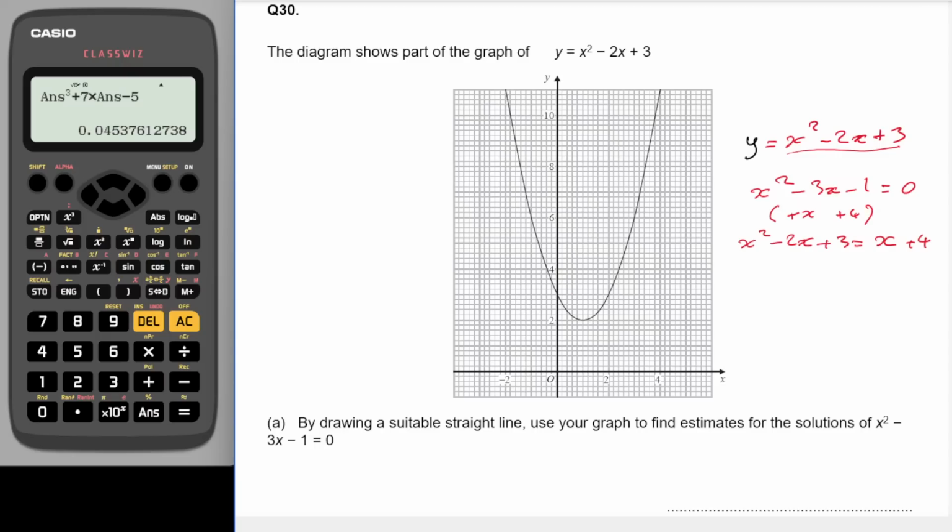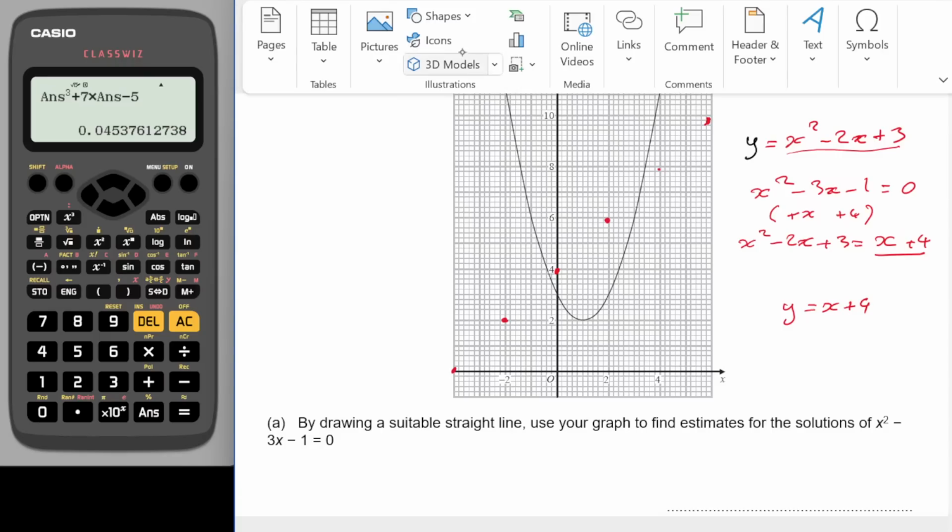So I want to draw the line of y is equal to x plus 4 and find where the two lines intersect. So we've got an intercept of 4, and then for every 1 across it goes up 1, so for every 2 across it goes up 2. So we want to find where those two lines intersect.